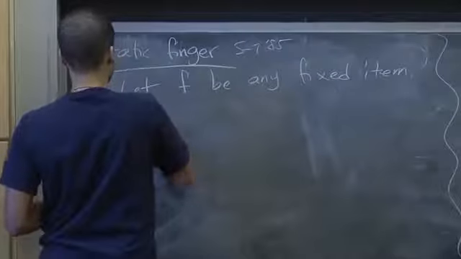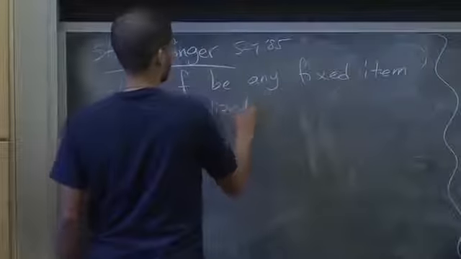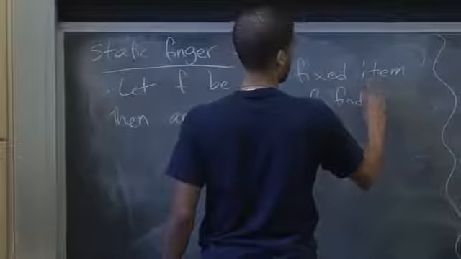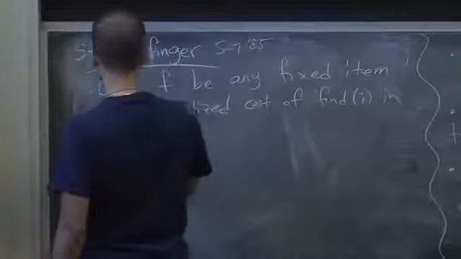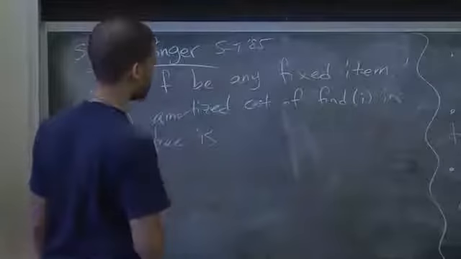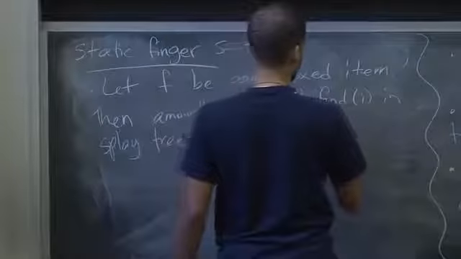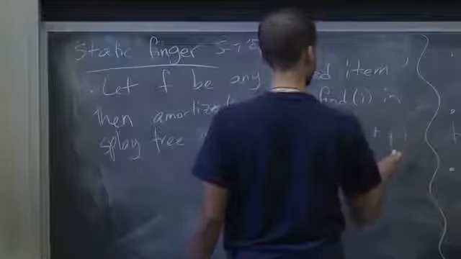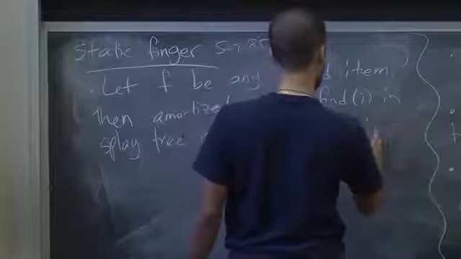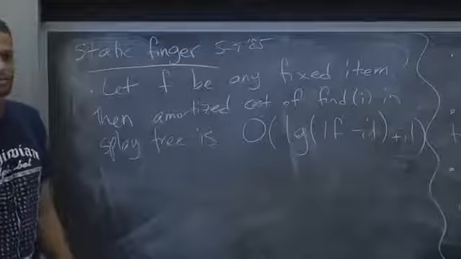Then the amortized cost of find i in a splay tree is O of log f minus i plus 1. Let's say log f minus i.